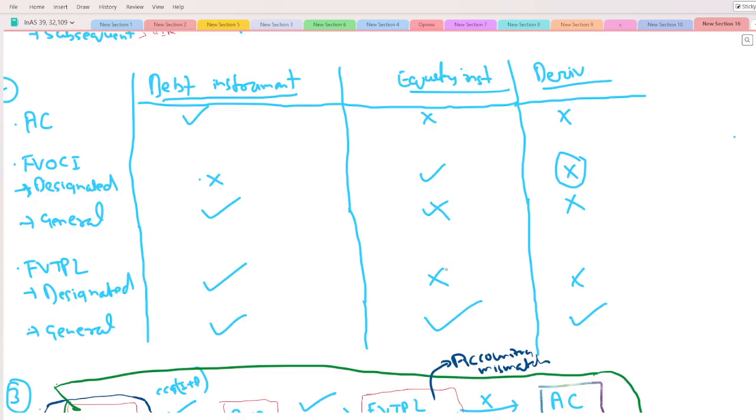For the equity, FVTPL will be there, but FVOCI can come only for the exception. And in the debt instrument it can come in all three categories: amortized cost, FVOCI, and FVTPL.